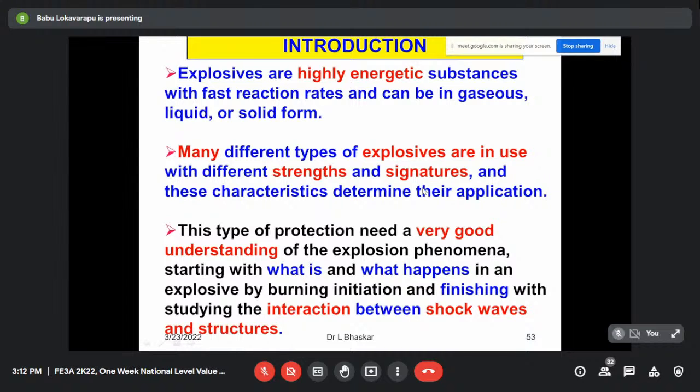And protecting the devices requires a good understanding of explosive phenomena, that is, what happens in an explosive, from burning initiation, finishing with studying the interaction between shock waves and structures. Here, it is fluid structure interaction because of the blast.